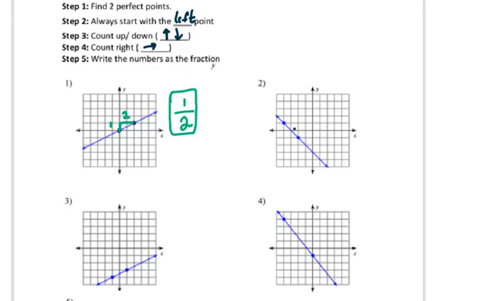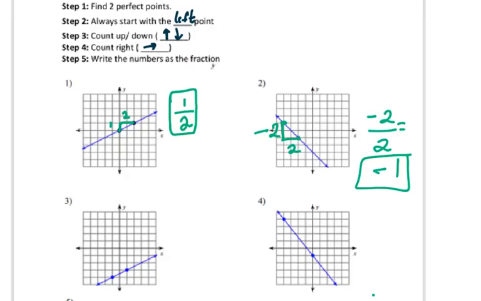Let's look at number 2. Here is a perfect point. Here is a perfect point. To get there, we take the elevator first. We're dropping down 2. And then we go to the right 2. Down 2, right 2. We need to simplify this fraction. 2 divided by 2 is 1. So my slope is -1.